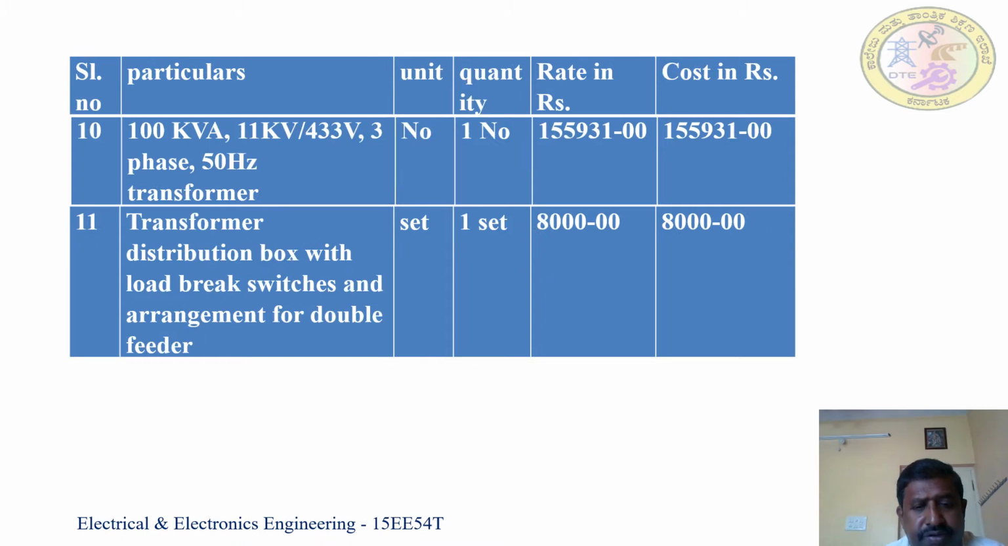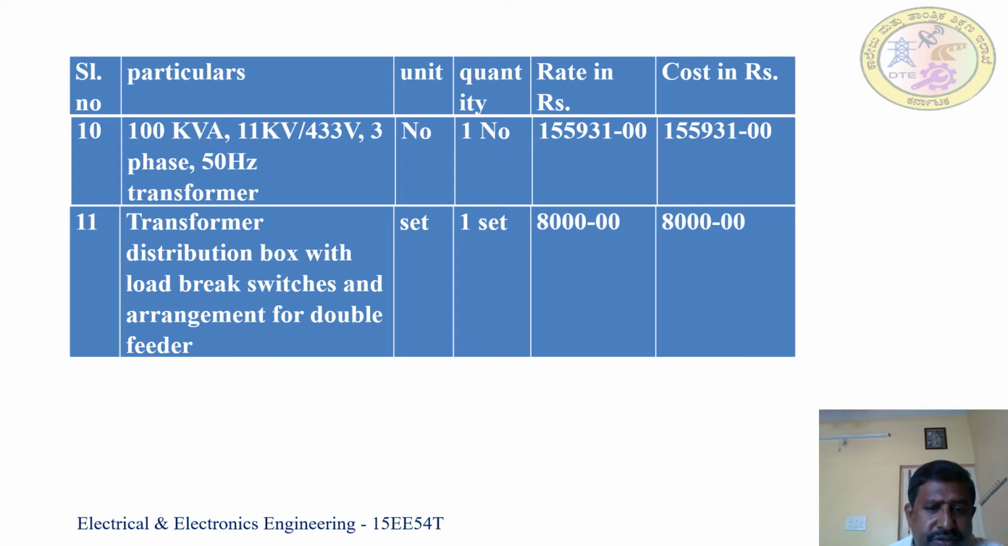The 10th item is the transformer. The rating of the transformer is 100 kVA, 11 kV, 433 volts, 3 phase, 50 Hz with ONAN cooling and OLTC tap changing. The unit required is one number, quantity is one number, rate is 1,55,931 and the cost is 1,55,931. Next, 11th item is the transformer distribution box with load break switches and arrangement for double feeder.